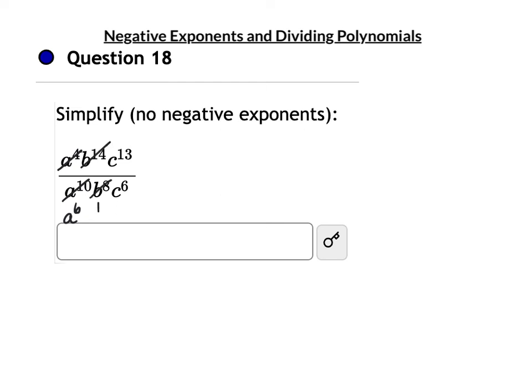Becomes a 1. 8 here. There are 6 b's left above, because there were 14 above. When I cancel 8 of them, there are 6 left. Cancels 6 c's from each. This becomes 1, and c to the 13th becomes c to the 7th. My answer then is b to the 6th, c to the 7th, over a to the 6th.